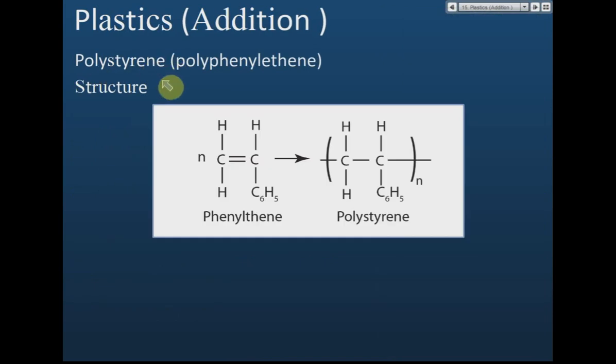Polystyrene. Let's compare polystyrene with ethene. In ethene, we have two carbons with a double bond and hydrogens. And one of these is replaced by a C6H5.